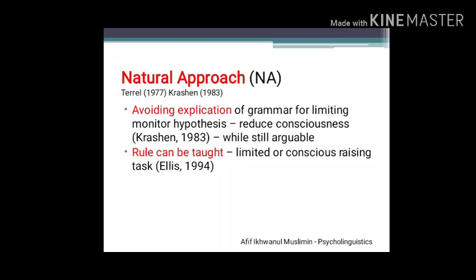And the last one, rules can be taught, but it should be limited. And when you think that you need to teach the grammar, it should be through consciousness-raising tasks. So the point here is that teaching grammar is only a trigger. It's not the whole thing that you need to teach the students, but only a trigger to create awareness of similar patterns that the students can use or apply when they are going to express another idea or topic in this language.